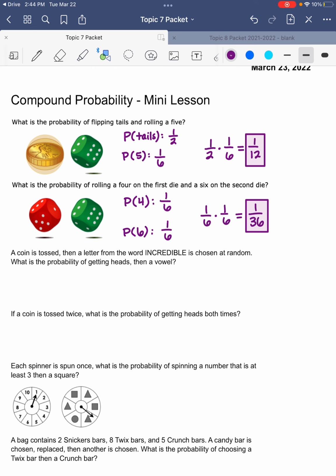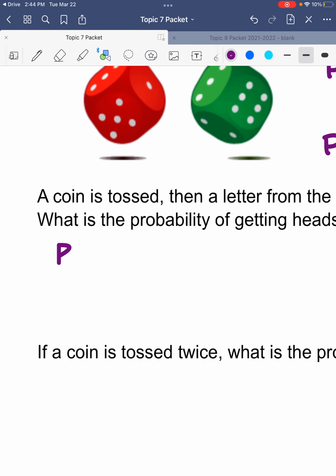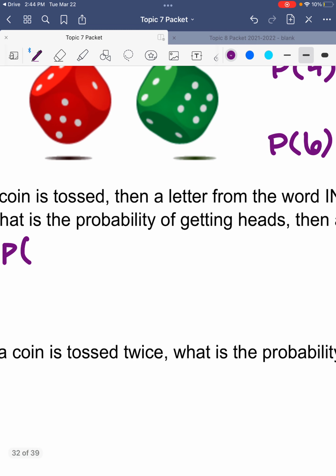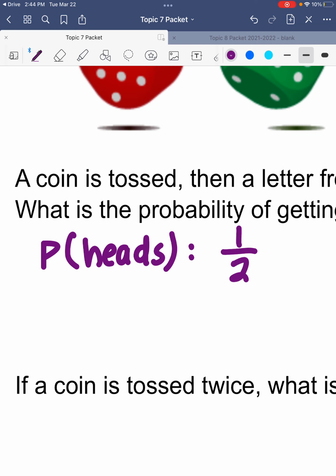Okay, number 3. A coin is tossed, then a letter from the word incredible is chosen at random. What is the probability of getting heads and then a vowel? Okay, so the first event happening is tossing the coin, right? So the probability of getting heads. Well, when I flip my coin, I'm either going to get heads or tails. So probability of heads is 1 out of 2. There are 2 total outcomes, and heads is one of those outcomes.